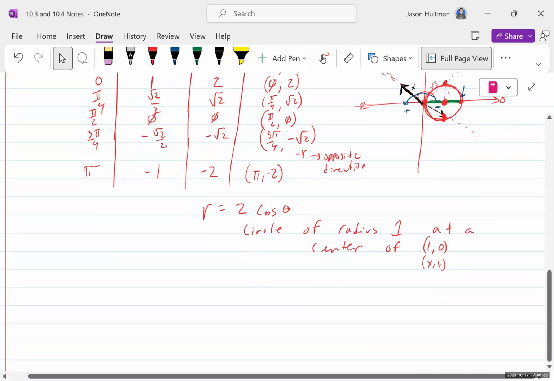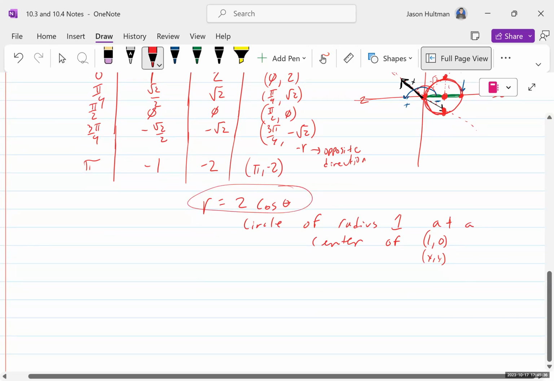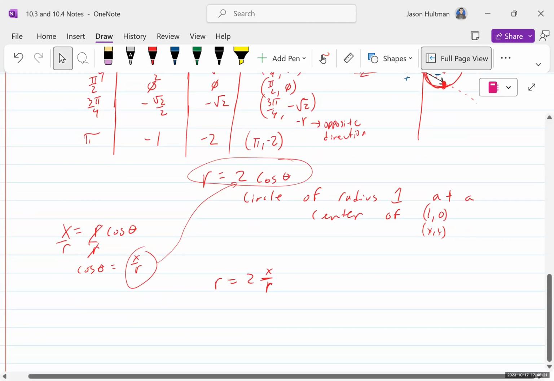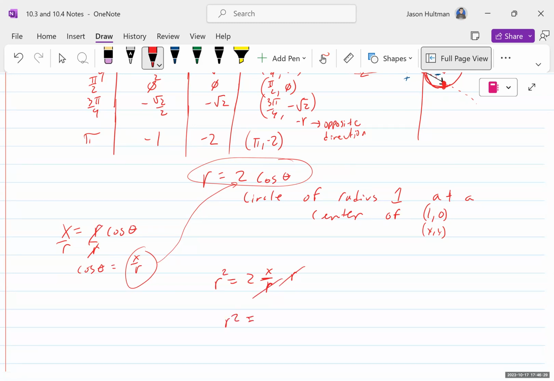How would I compare r equals 2 cosine theta? What if I wanted to change that equation back to a rectangular coordinate equation? Well, I do have something that will relate cosine, because I said that x is equal to r cosine theta. And so if I solve for cosine theta by dividing by r, I know that cosine theta is equal to x over r. And I could actually just plug that back in. So this would become r equals 2x over r. Okay, so that gave me an x, but where's my y? Well, if we multiply both sides by r, I'll get the r's to cancel out, and I'll get an r squared. So this is r squared equals 2x.